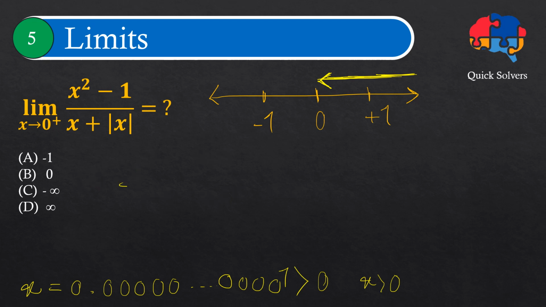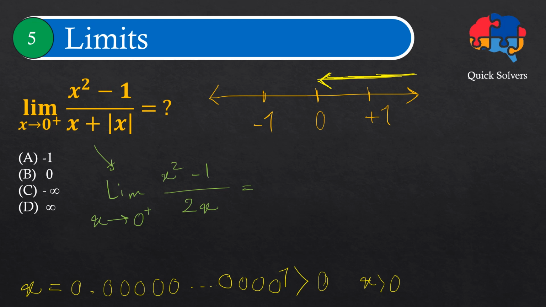Now we can replace the absolute value of x by x itself, and I can rewrite this limit as the limit of x squared minus 1 over x plus x, where x approaches 0 from the right. What I've done is that I have replaced this by this, and instead of x plus x, I can write 2 times x here.